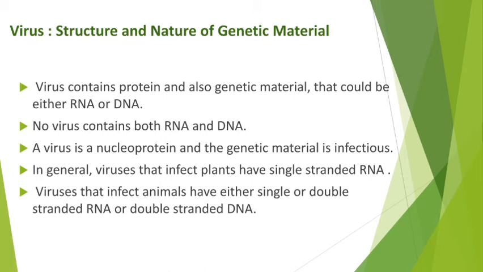So we came to know about virus structure. Virus structure is a nucleoprotein structure, nucleic acid plus protein, and that nucleic acid is the genetic material. Clear? Nucleic acids we know, RNA and DNA, and these are the genetic material. This genetic material is the infectious one, and that causes the disease. So my dear student, today we came to know about the genetic material present in virus and about the structure of virus.